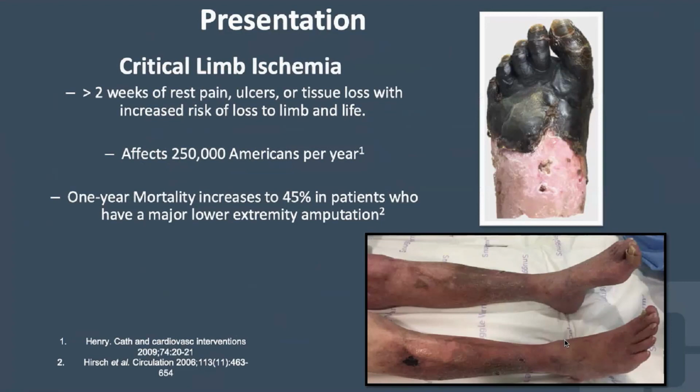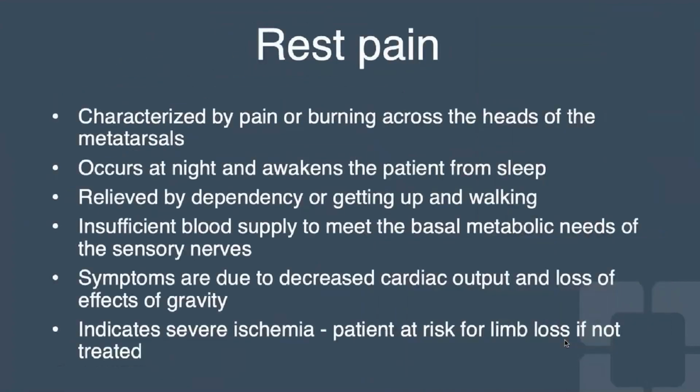And this is where you escalate the disease process. This is where you have about 2% of these patients presenting where they are really high risk of losing their lower extremity. It is significant. It affects about 250,000 Americans per year. And once these patients have an amputation from CLI, or critical limb ischemia, I may use CLI interchangeably throughout this, their 1-year mortality rate increases to 45%. So it's a significant disease process.